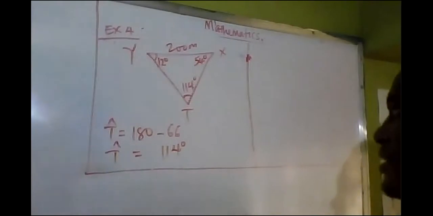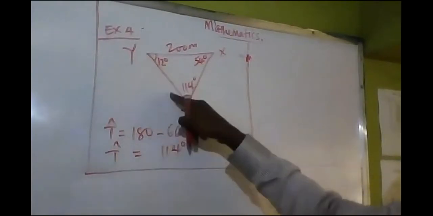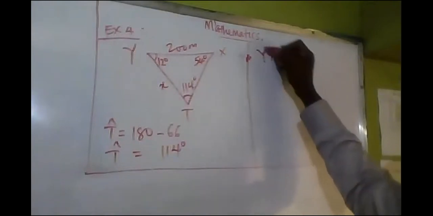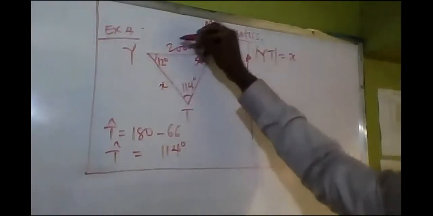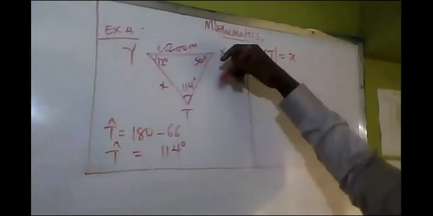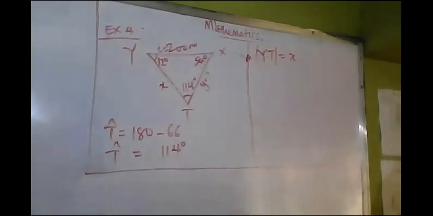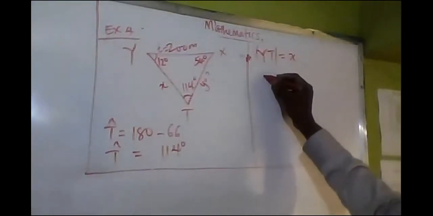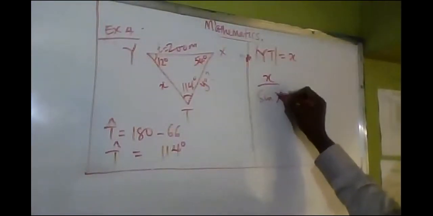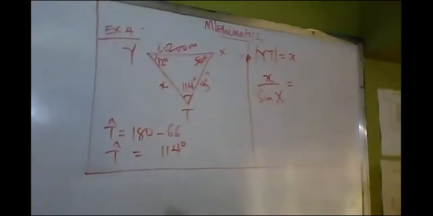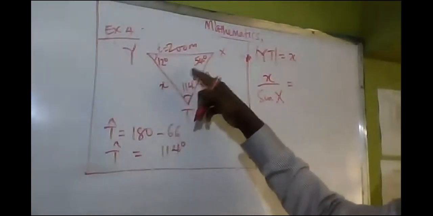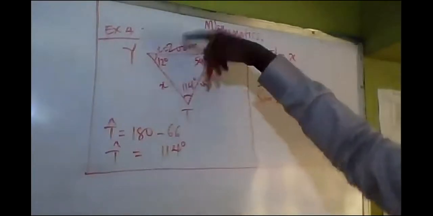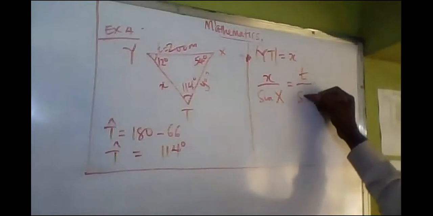Now, what next? We are looking for this. So this is small x as usual. We are looking for yt. So yt is small x. Then this is small t. Then this is small y. So which one is complete? We have two complete now, this and this. So x over sine x is equal to, we are looking for x, and we have this already. Then we use the one that is complete, t over sine t.